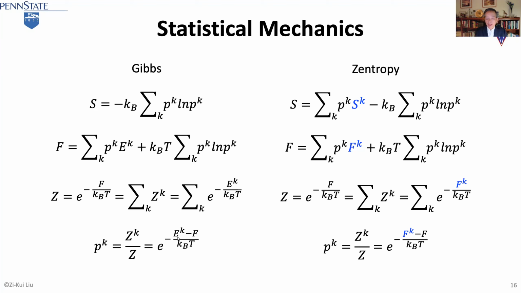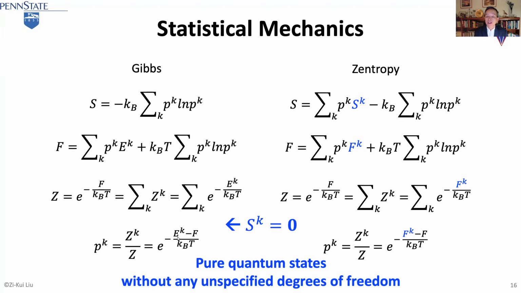So these two seem different, right? But are they actually similar? They are actually identical if S_k equals 0. When S_k equals 0, that means each configuration has no entropy. That means each configuration is a pure quantum state, ultimately pure quantum configurations, without any unspecified degrees of freedom. That means it's only one configuration. Each configuration has zero entropy. They call it a pure quantum state, because there is no more degree of freedom in that configuration.